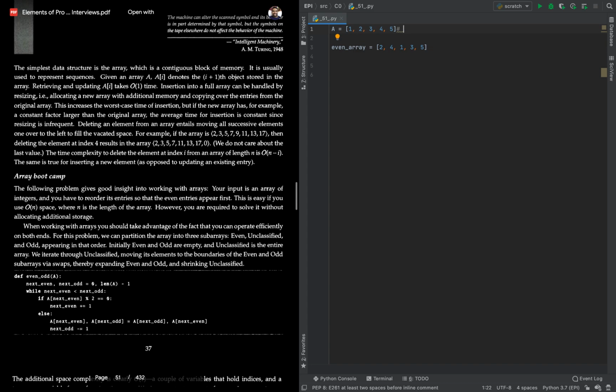For this problem, we can partition the array into three subarrays: even, unclassified, and odd, appearing in that order. Initially, even and odd are empty, and unclassified is the entire array. We iterate through unclassified, moving its elements to the boundaries of the even and odd subarrays via swaps. Right. So subarray is a term that they're using for arrays that are in the same array. They're not separate arrays. So we iterate through unclassified, moving its elements to the boundaries of the even and odd subarrays via swaps, thereby expanding even and odd and shrinking unclassified, right?